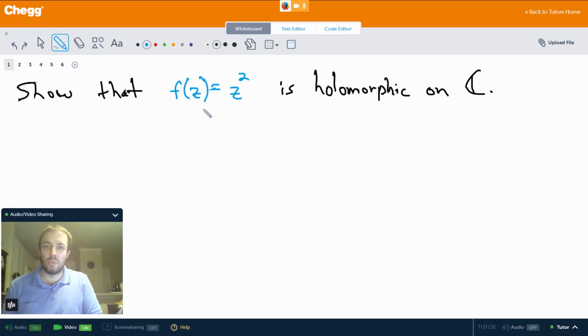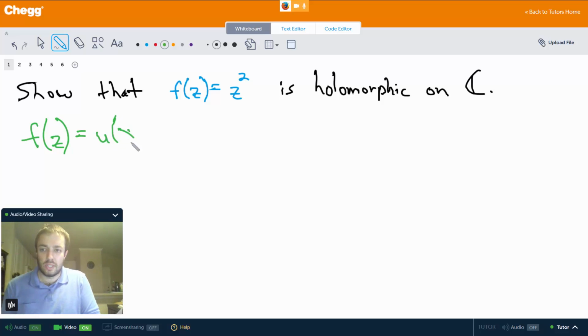And in this video, we're going to do an example of showing that a function is holomorphic on the entire complex plane. So here we have the function f of z equals z squared, and we want to show that it's holomorphic. So there are a few different things we could do, but what I want to do here is use the Cauchy-Riemann equations.